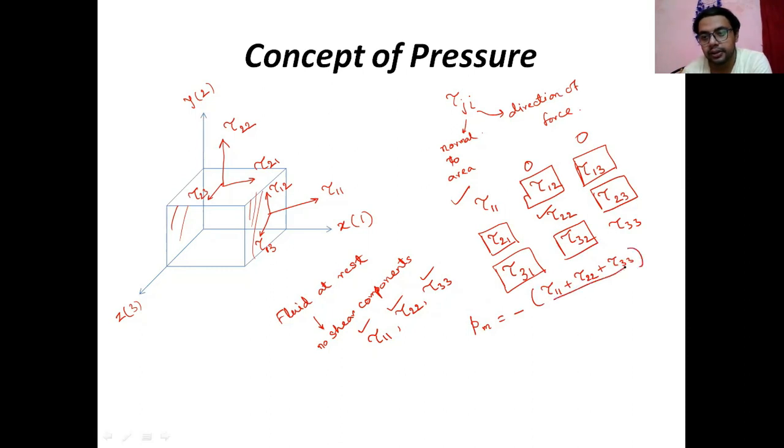Average of these three. And why is it negative? The concept of negativity is coming because you see here tau 11 is outward normal. So it is tensile in nature. This tau 11, tau 22, tau 33, all are tensile in nature. Whereas the pressure is considered as compressive in nature.